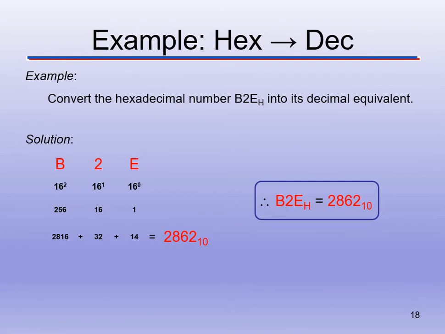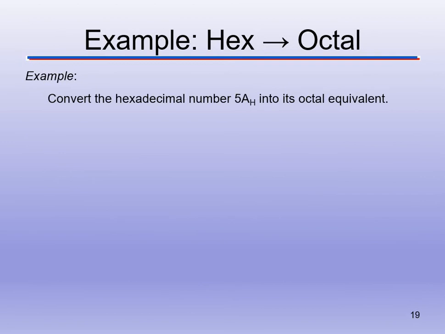So B2EH, right? B2E in hexadecimal is equivalent to 2862 in decimal. Alright, so hopefully you're able to work through that successfully. Alright, now let's do another one. We're going to go 5AH to octal. So we're going 5A hexadecimal to its octal equivalent now.